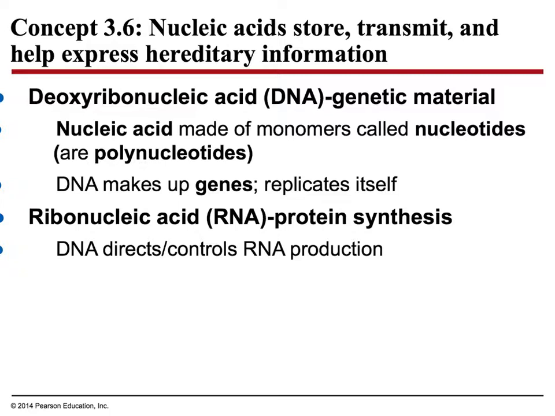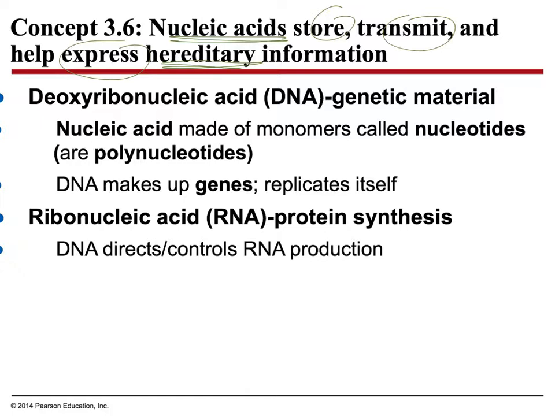Concept 3.6, the last section of the chapter, talks a little bit about nucleic acids. Those are molecules that store, transmit, and express hereditary information. All that means is our external features, eye color, hair color, skin color, etc., are based on these nucleic acids, which are passed on in a hereditary fashion and give us the traits that make up our characteristics.